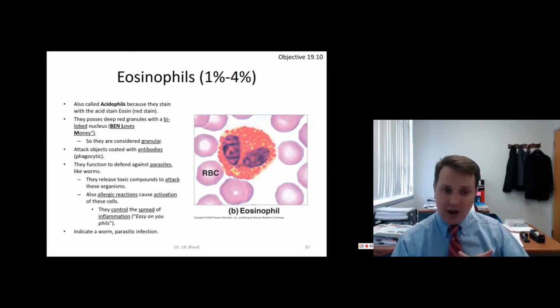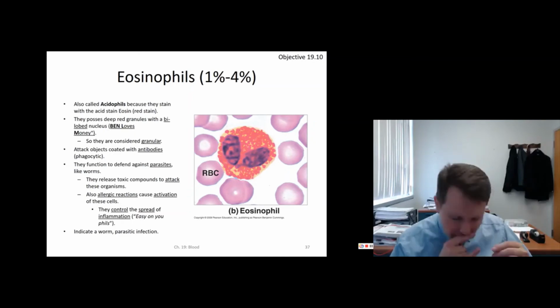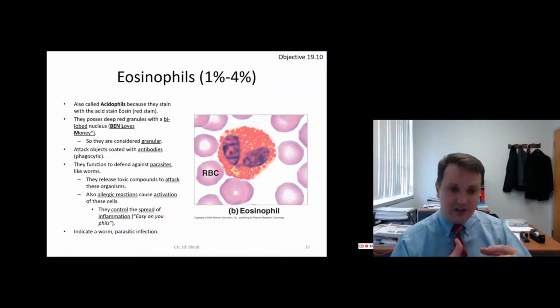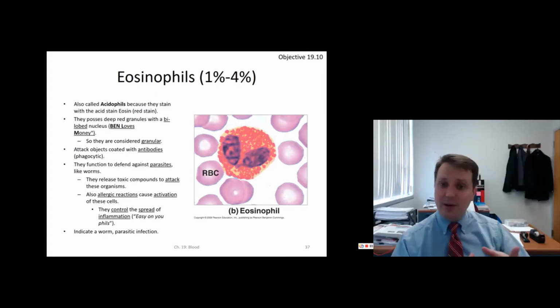Now, they release toxic things to do that, but they also are activated by allergies. Eosinophil. They control the spread of inflammation. Since they control inflammation spread, try to prevent inflammation from going all over the body, they're easy on you, phils.